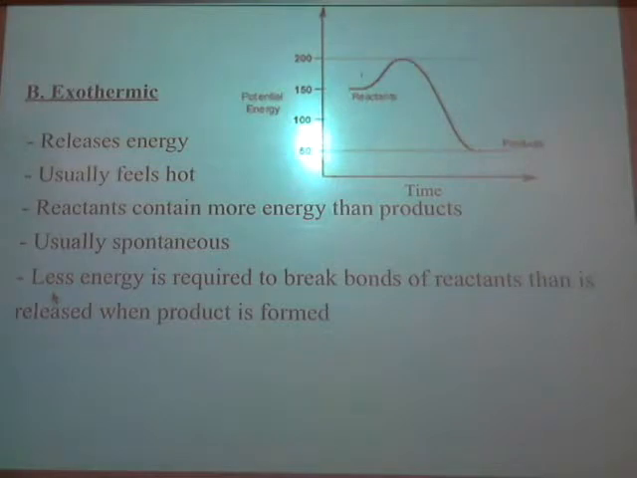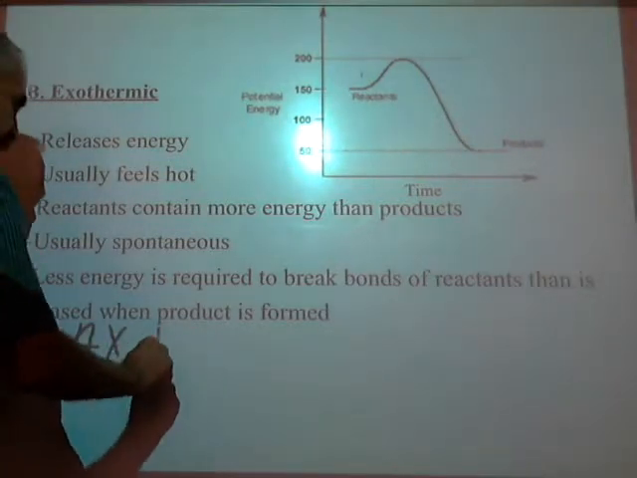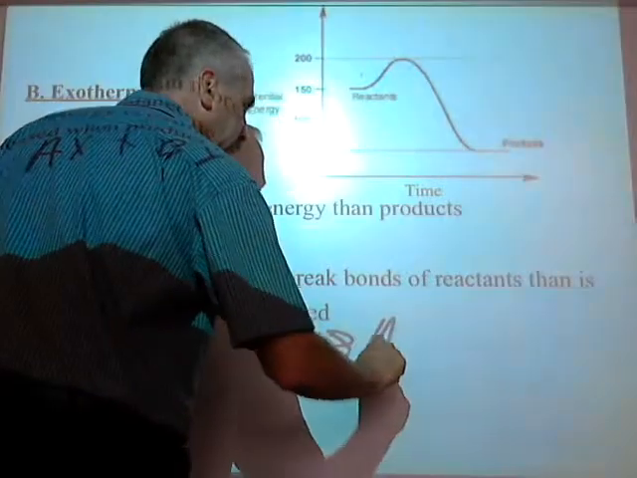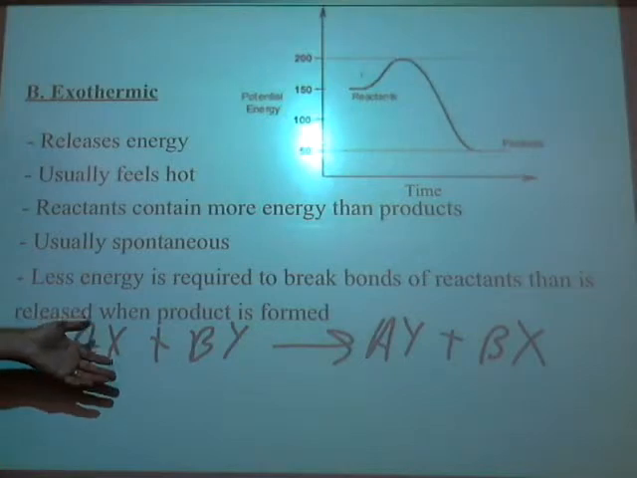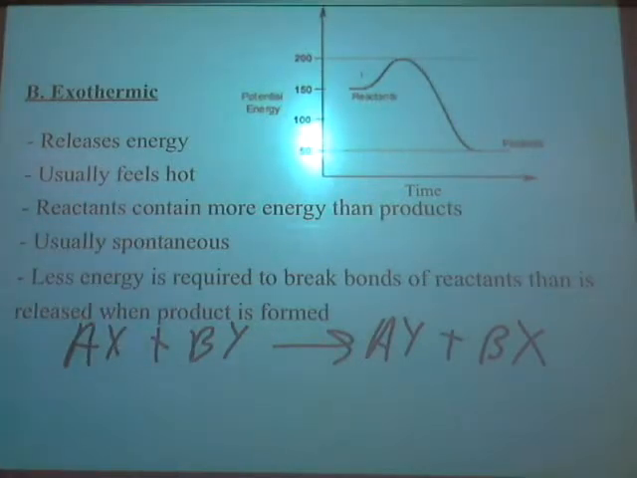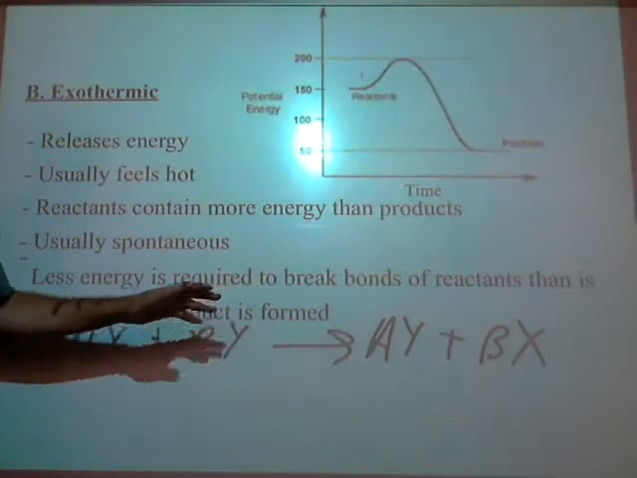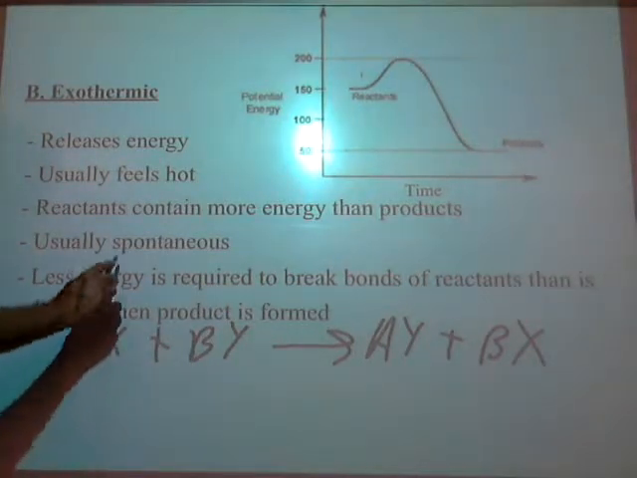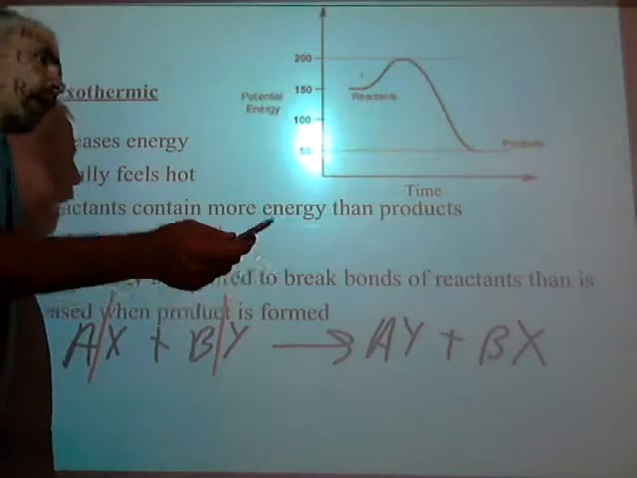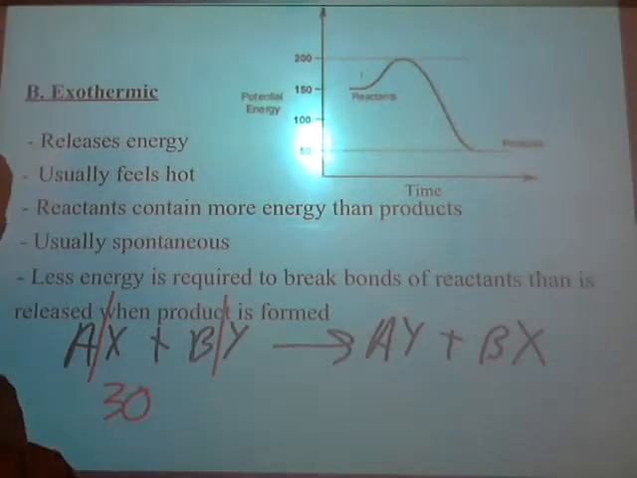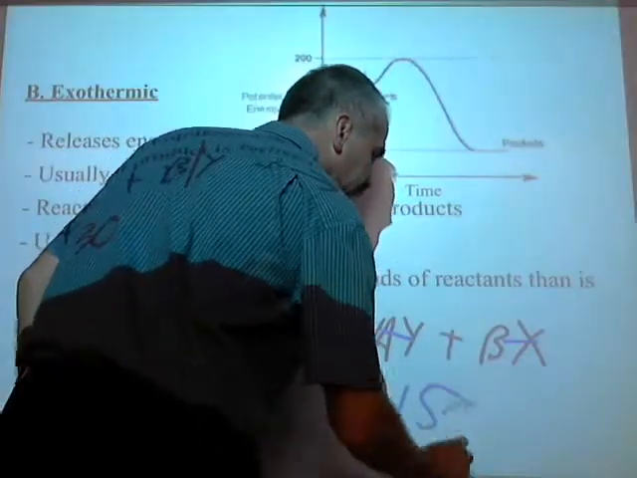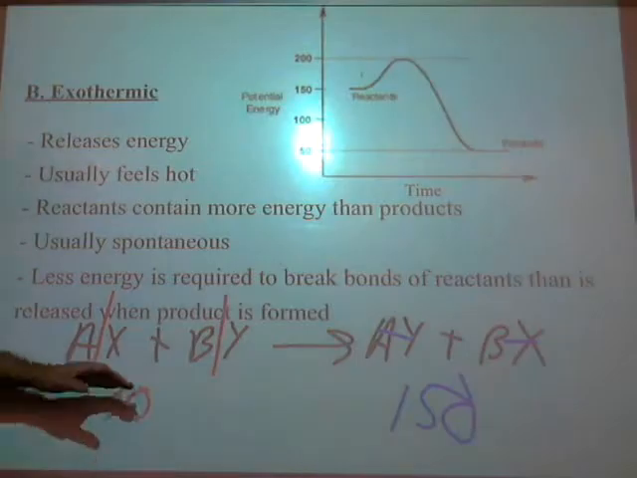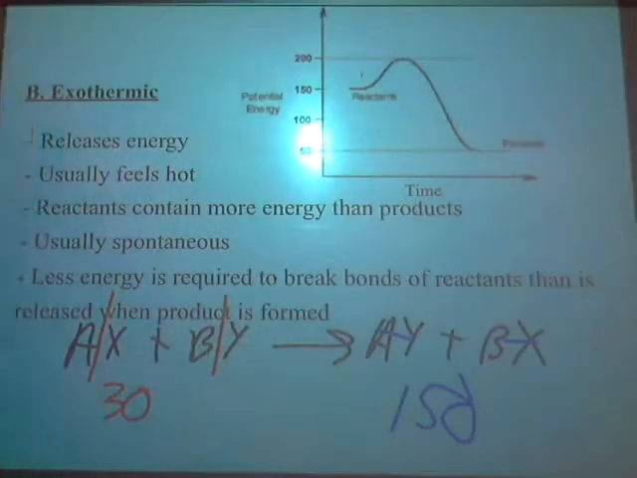So again, real quickly, if I have two compounds, AX plus BY, breaking up into AY plus BX. I'm just using generic letters. Obviously these could be salt, sugar, water, or chemicals you already know, but I'm using these because it makes it a little easier. Here's what I'm saying. To break these bonds might take 30 units of energy. But when I form these new ones, they may give off 150 units of energy. Therefore, I put in a little bit and got back a lot.